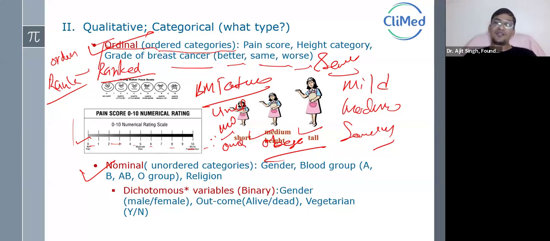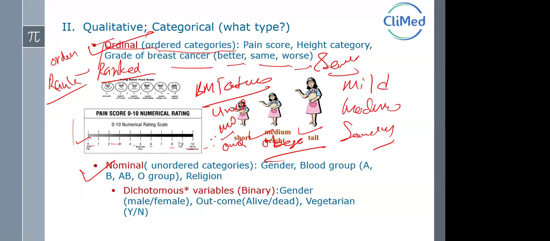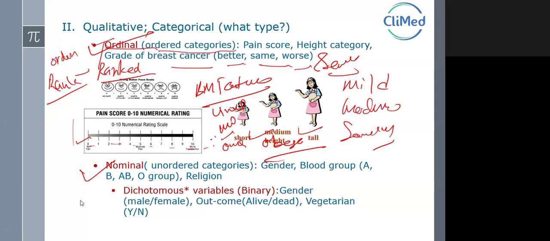Like gender, male and female: can you tell which one is rank 1, which one is rank 2? No one can tell that. Blood groups: A, B, AB, O. Who will tell which group is superior or rank 1 and which is rank 4, rank 2, rank 3? There are no specific ranks. So these categories are called nominal categories. So categorical or qualitative data are of two types: one is ordinal, one is nominal. And then there is another type of data called dichotomous data.